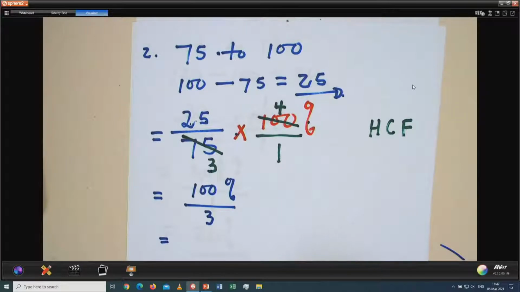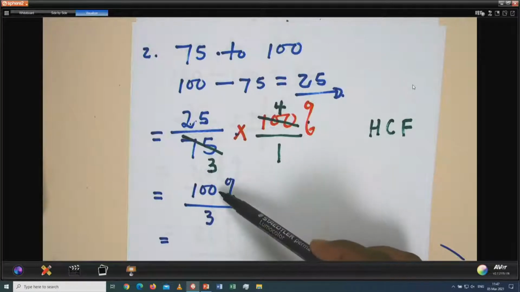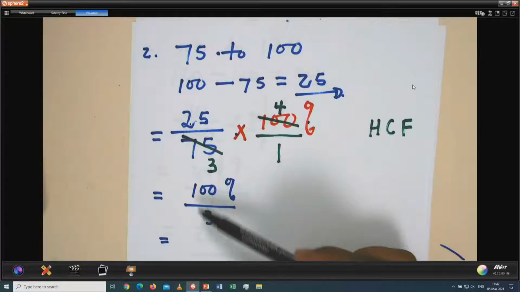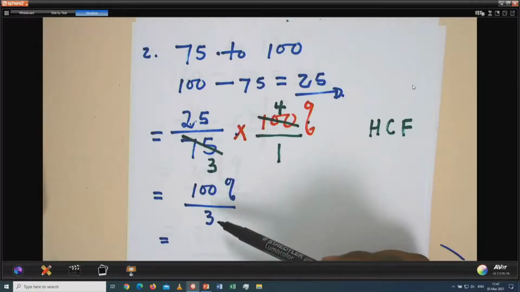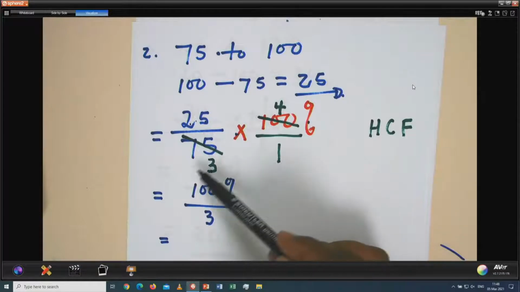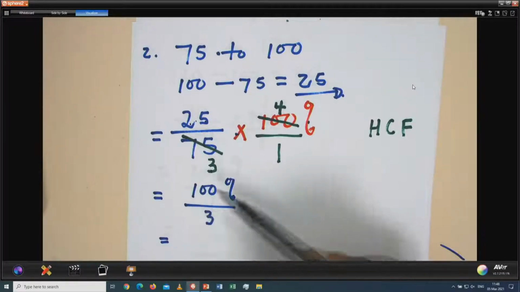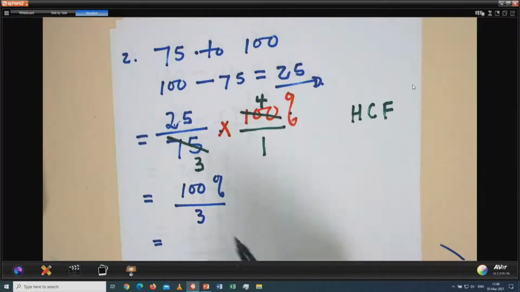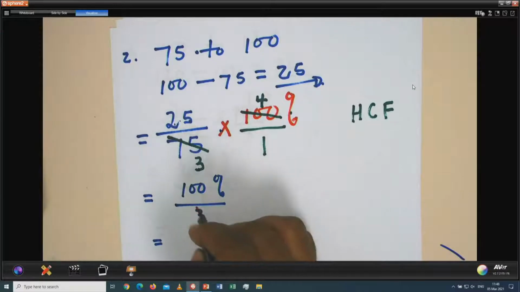And therefore, we have 100% divided by 3. The numerator is bigger than the denominator. What kind of fraction is this? This is definitely an improper fraction. Now, in mathematics, don't leave your answer as an improper fraction. It will be incomplete. Therefore, we can simplify: 3 here goes once.